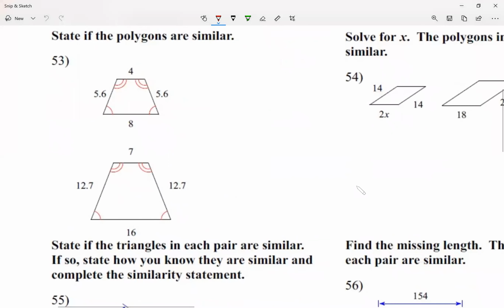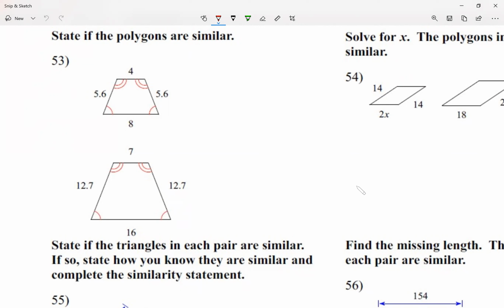State if the polygons are similar. In order for polygons to be similar, two things need to happen. First thing, the angles of one polygon have to be the same as the angles on the other. So I'm taking a look at my angles, and yeah, they look the same. The angles on the small figure are equal to the angles on the big figure. Okay, so the first criterion is met.